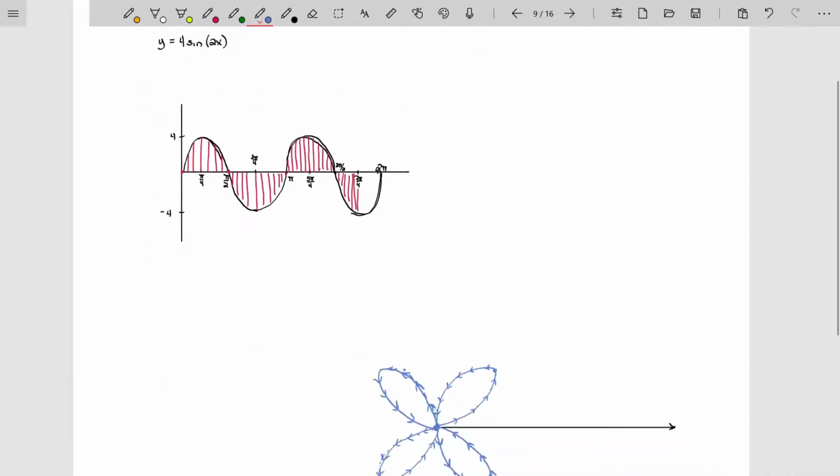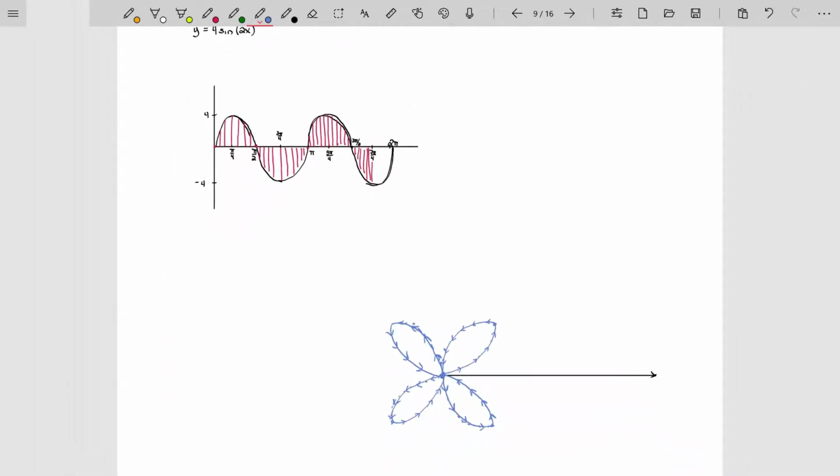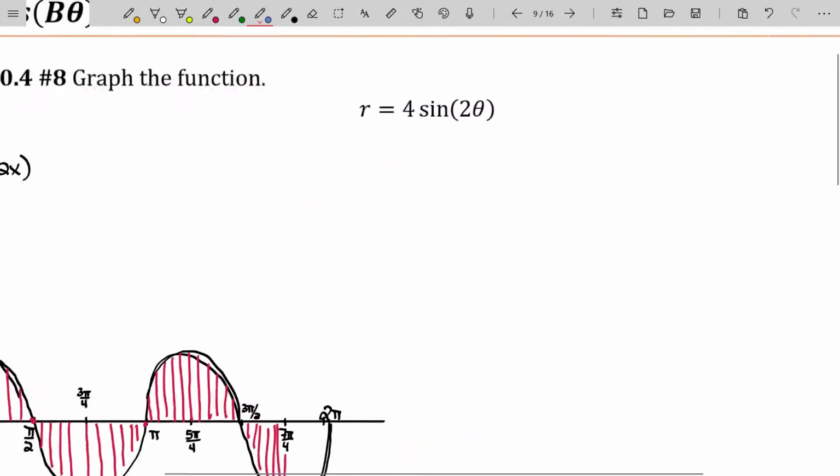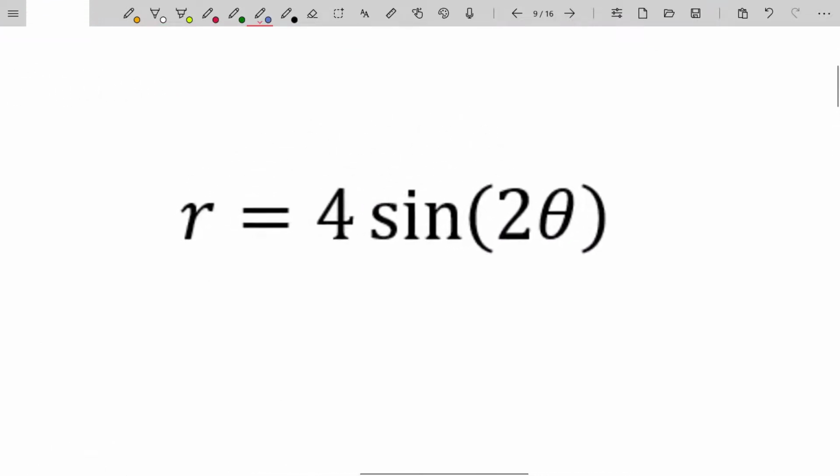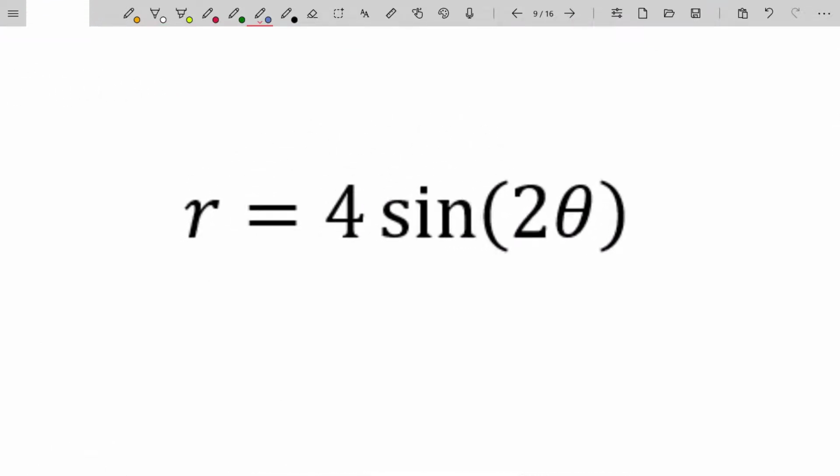Now, like I said, this is the worst case scenario. You don't really want to constantly draw these by hand. So you eventually want to just know what they look like in general. And so it's good to know that when you have a multiple angle formula for the sine or the cosine in polar coordinates, it's going to be a multiple leaf rose.